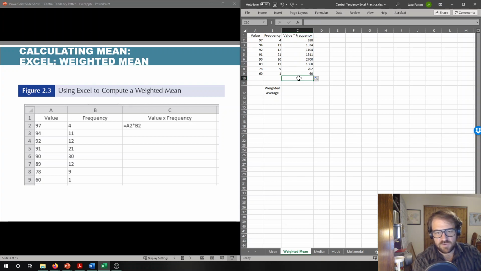Okay, so let's do another step here. Now we've got kind of like pre-sums, basically, right? This is kind of like we've added 97 plus 97 plus 97 plus 97, right? 97 times 4. And so what do we do when we're taking the average of everything? We add everything together, and then we divide by how many there are, right? So what we've got here is 97 times 4 and 94 times 11 and so on. So what we need to do is add all of these values together.